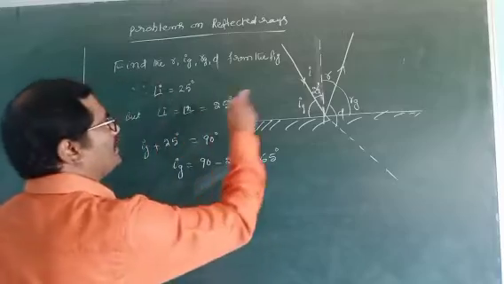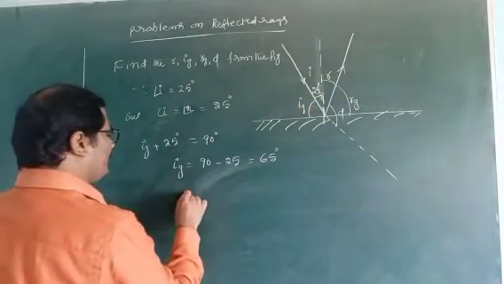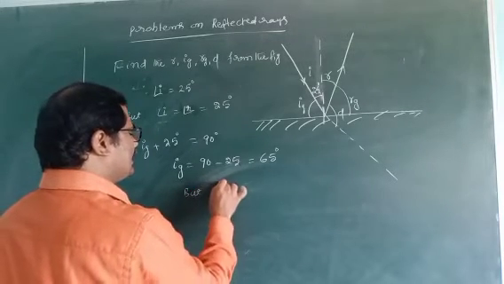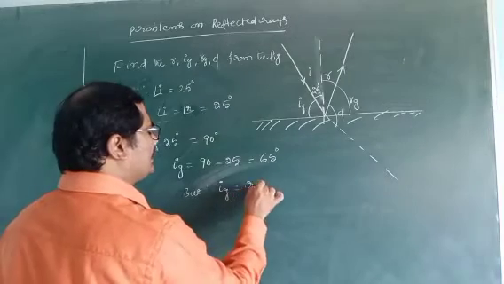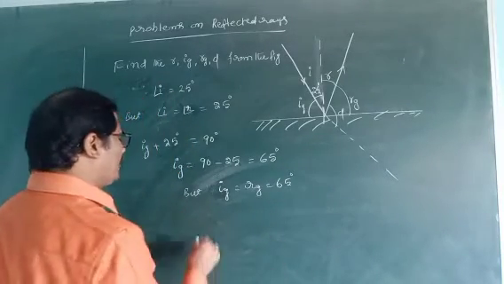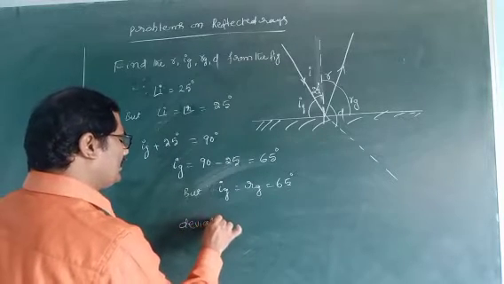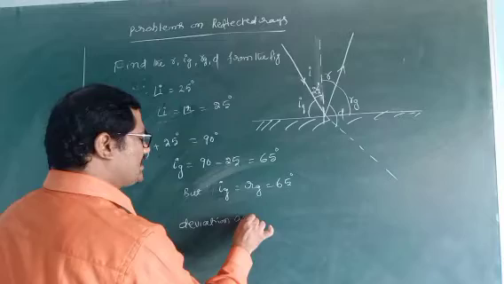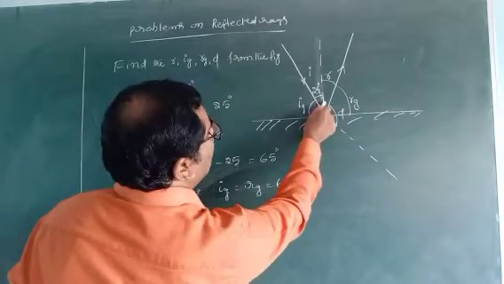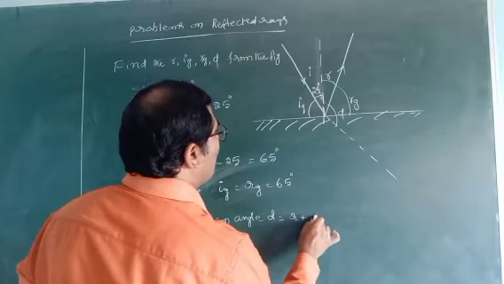Now find Rg. Here Ig is equal to Rg, so Rg is equal to 65 degrees. What is the D value, the deviation angle? The deviation angle D is equal to the sum of the angles, that means R plus Rg.